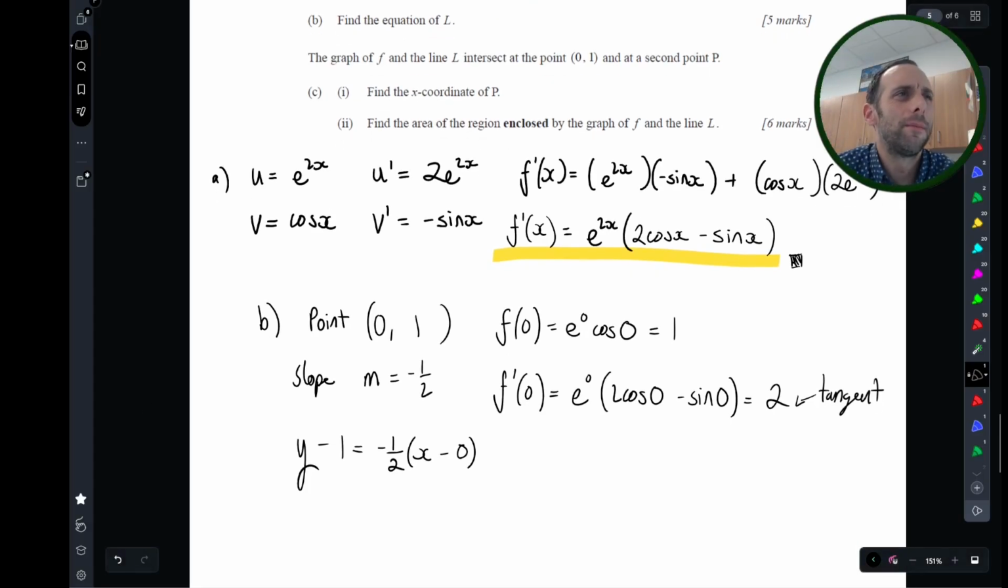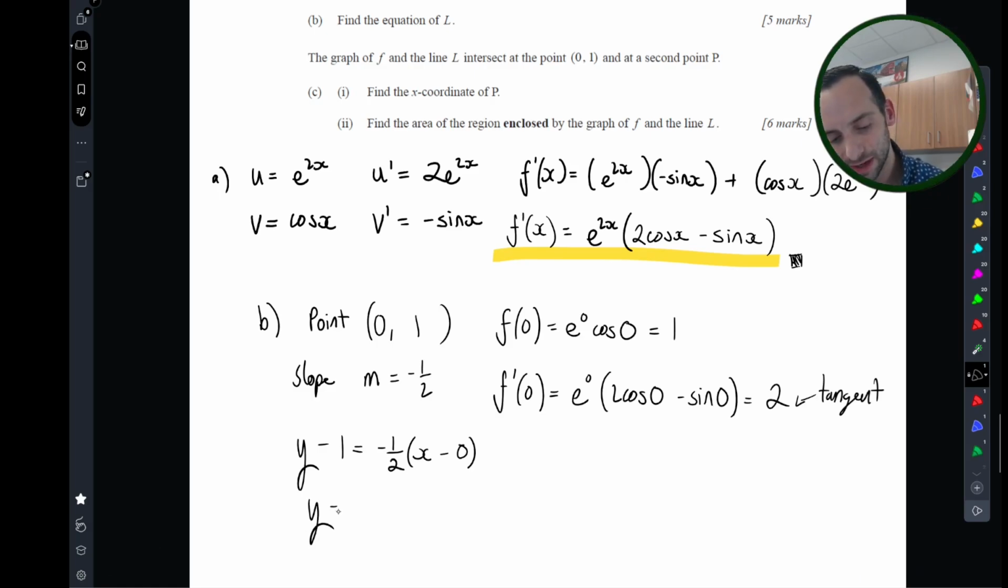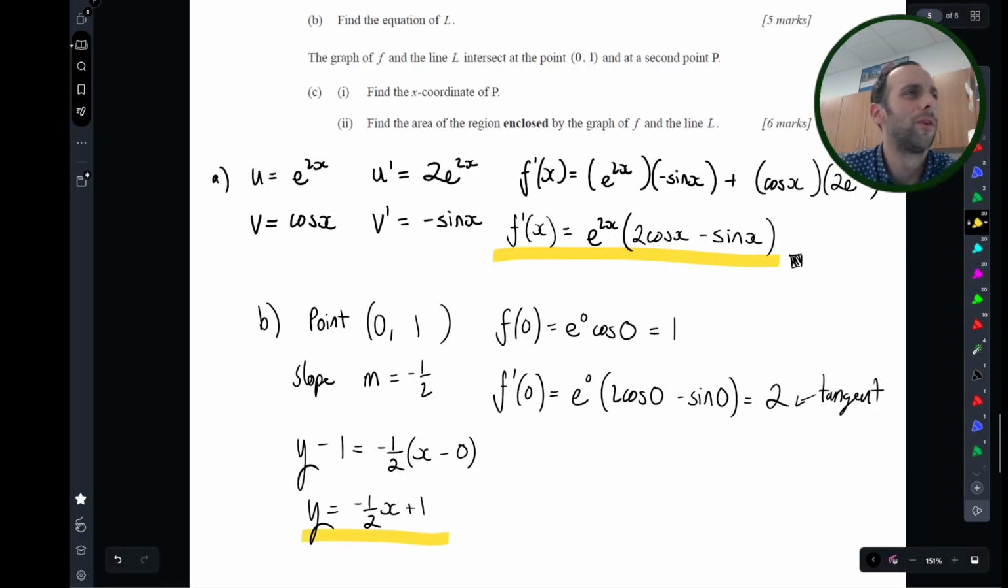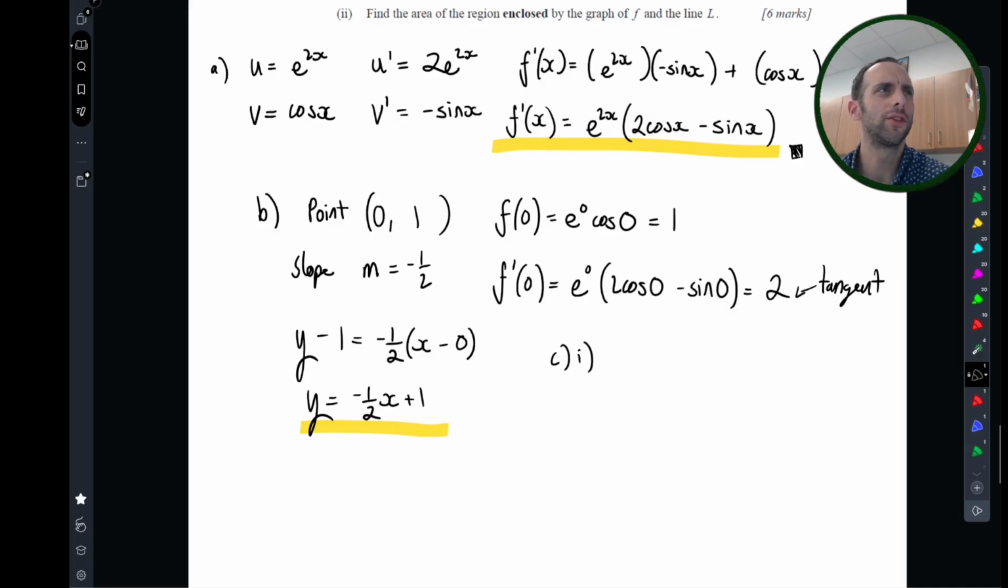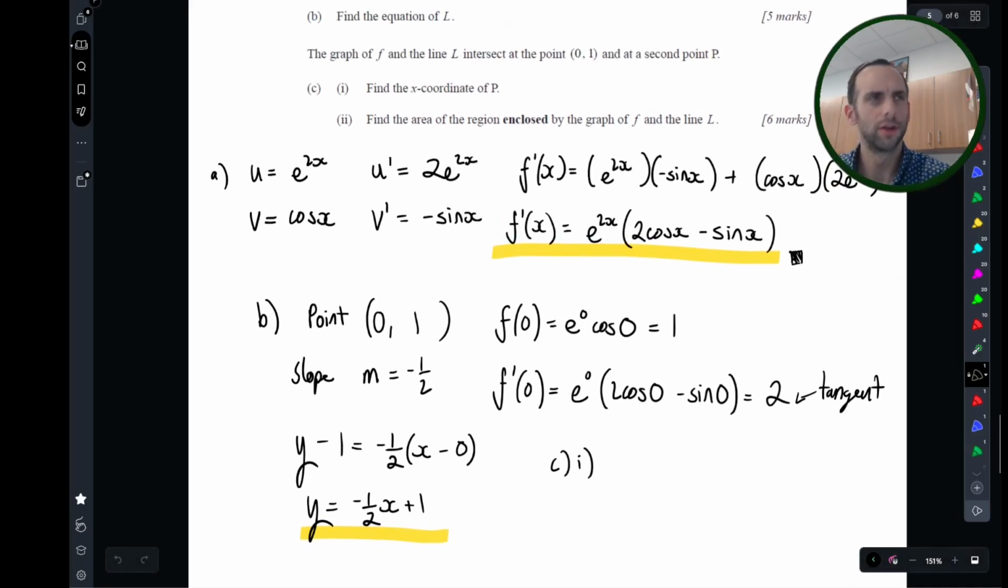Now technically on part B you can leave your answer like that, but given you've got this 0 here, I would highly recommend you rearrange this to slope-intercept form. That's going to help you with C part 1 as well. All right, for C part 1 here, we're asked to find the x-coordinate of point P, which we're told is the second intersection point of this tangent line and the original curve.